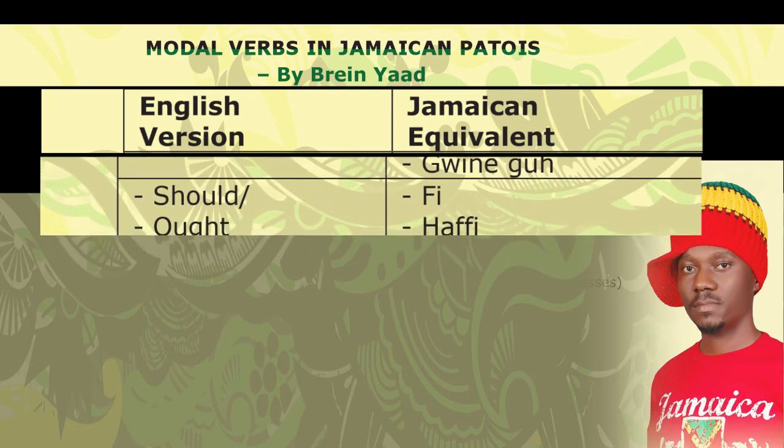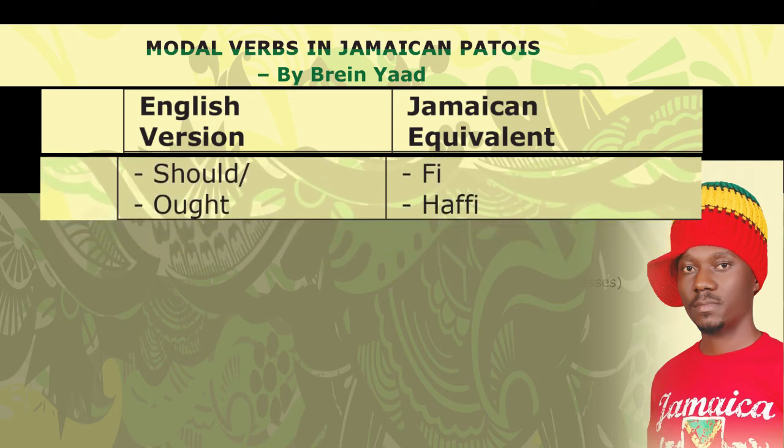Again, we go to modal verb should or ought. The standard Jamaican modal verb that means should is fi, F-I. Whereas I told you fi can also mean for, or it can mean to before a verb. If you say I want to swim, that is English. In Jamaican we say "mi wafi swim." I want to box somebody.